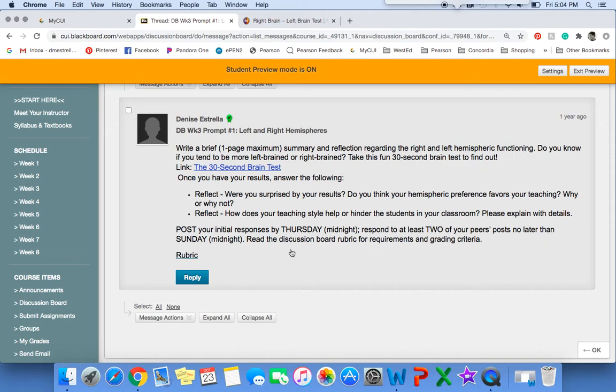Write a brief, 1-page maximum, summary and reflection regarding the right and left hemispheric functioning. Do you know if you tend to be more left-brained or more right-brained? Take the fun 30-second brain test, and then with your results, answer the following. Were you surprised by your results? Do you think your hemispheric preferences favors your teaching? And why or why not? Also, reflect on how your teaching style helps or hinders the students in your classroom. Explain with details.